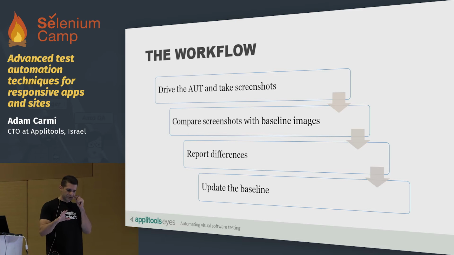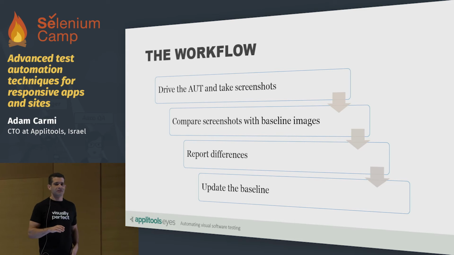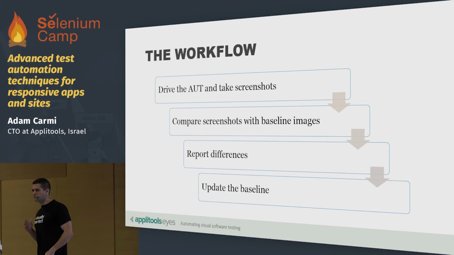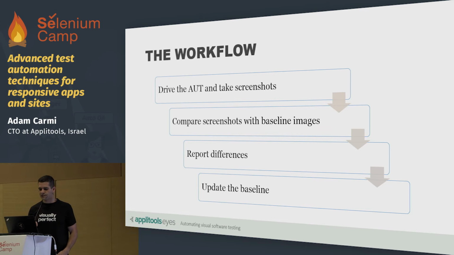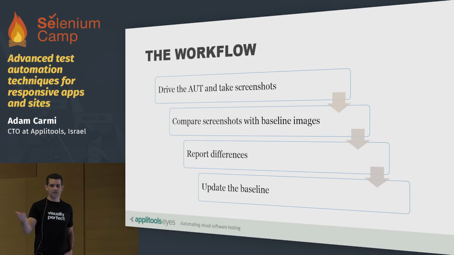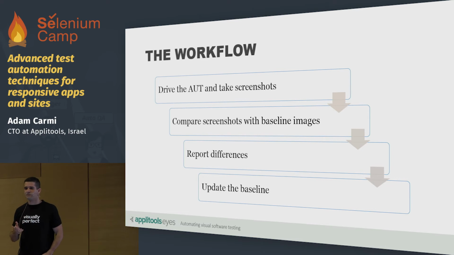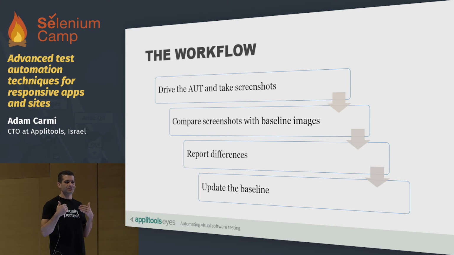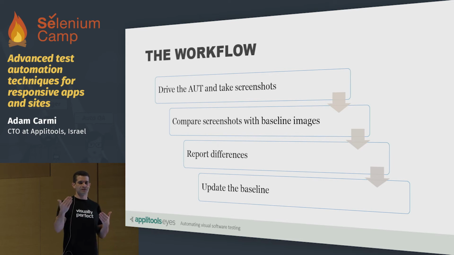Now, very briefly, the workflow of using a visual test automation tool is very simple, and it consists of 4 steps. In the first step, you drive the application under test with interaction code, just like we did now, and you get screenshots. In the second step, the tool compares the screenshots with baseline images. The baseline images define the expected appearance of the application at each point in the test.